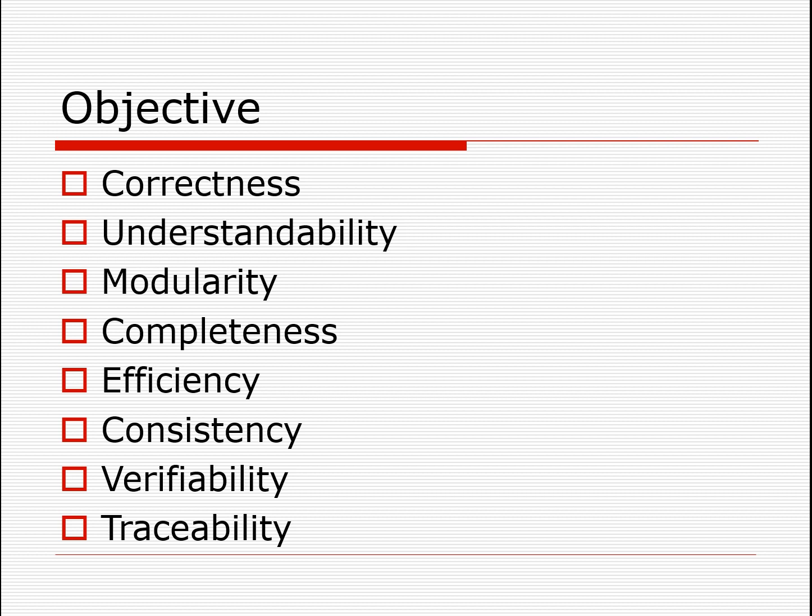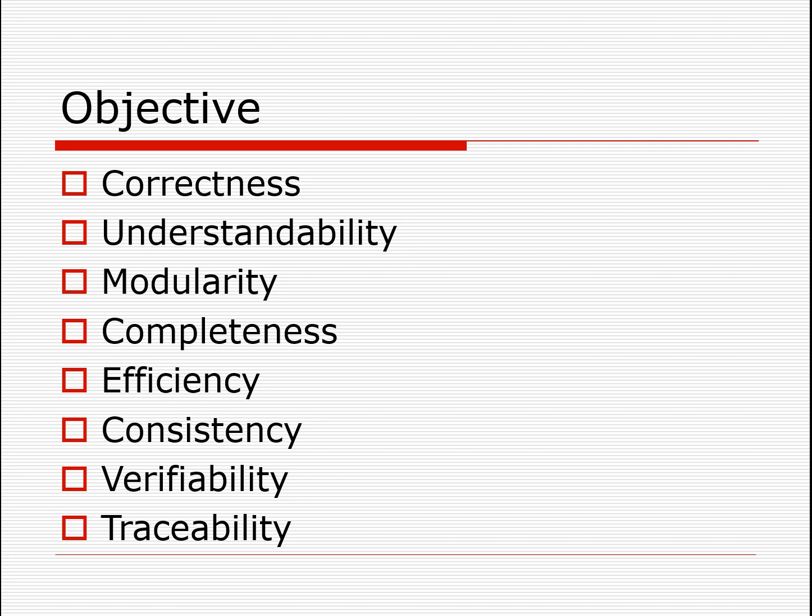Modularity is also an attribute of a good design. The modules you have designed should be properly arranged in order. Then completeness, in which a good design requires different components to be designed, like the internal data structure we discussed earlier. Then we move toward efficiency, in which a good design should be efficient. Efficient means it consumes less processor time and memory and produces a good result. So we are considering the efficiency of the software from that point of view.